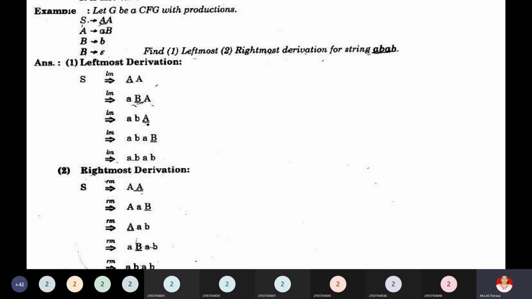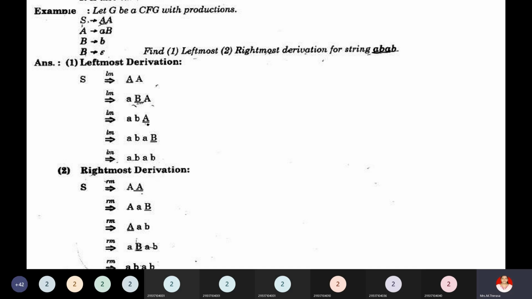Clear? Then we'll move to the rightmost derivation. So always start with the S. S has the production rule AA, so S is replaced with AA. Then you need to choose the rightmost non-terminal. So the rightmost A is chosen to replace it as aB. Again, here you have 2 non-terminals. You need to choose the rightmost. So the rightmost is B, and that B is replaced with b. Again, you have only one non-terminal A. That is replaced with aB. Then you have only one non-terminal B, and that B is replaced with b.